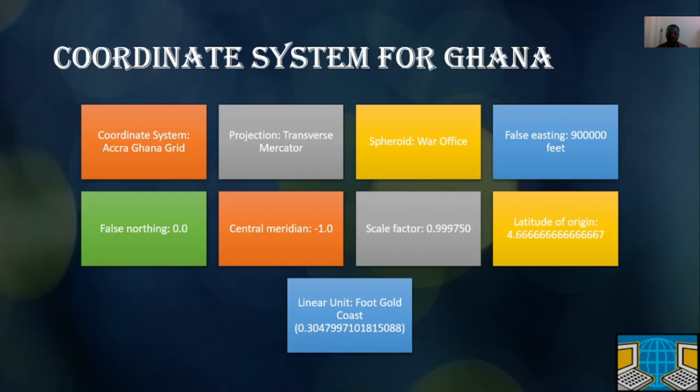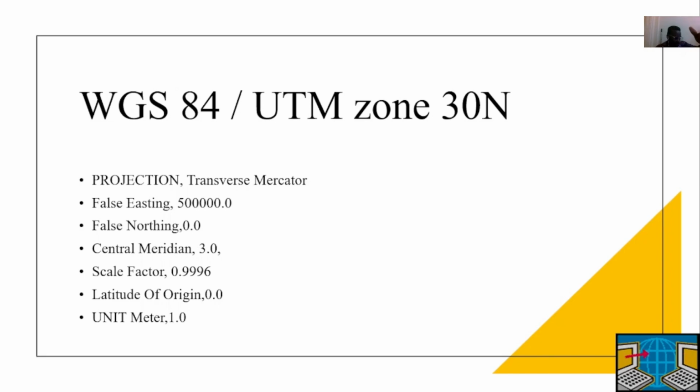That is it. We have the Accra meter grid, which is the Ghana meter grid. So this is the coordinate system for Ghana, provided you are working on ArcMap or ArcGIS with WGS 1984 UTM zone 30 north. You get it. And the projection is transverse Mercator. Then we have the false easting, the false northing, the central meridian, the latitude of origin, then the unit of measurement. So what is the unit of measurement? It's in meters. So you see, it is a projected coordinate system. It does not give us degrees, but meters, as in linear units.